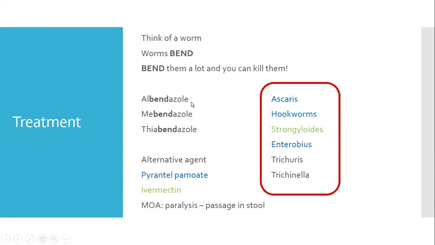So my take-home message is I'll start with albendazole with all of these worms, and then I can hone in closer to look at whether I need to use ivermectin because it's a strongyloides, or some of them actually do require repeat doses rather than the single dose. The mode of action for all of them is not completely understood, but predominantly it's thought to be by causing paralysis of the worm, which can then be passed in the stool.